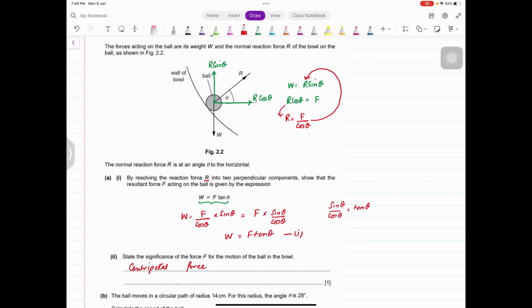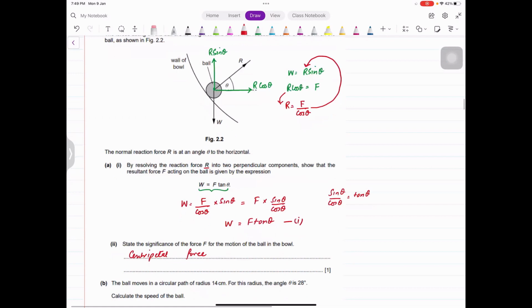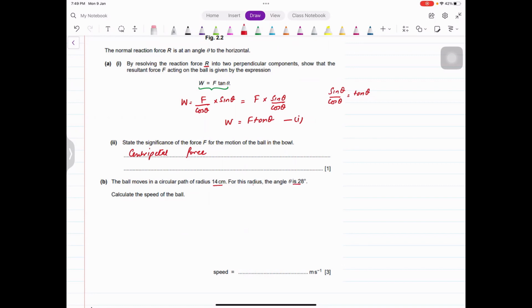All right. Now, then it says the ball moves in a circular path of this radius. For the radius, the angle is 28. Calculate. This is very easy because you already have this, right? You just need to calculate the speed.